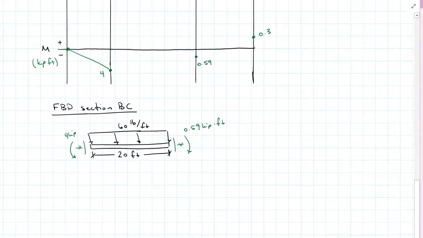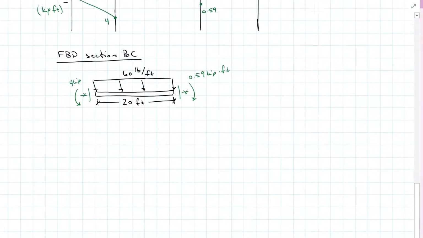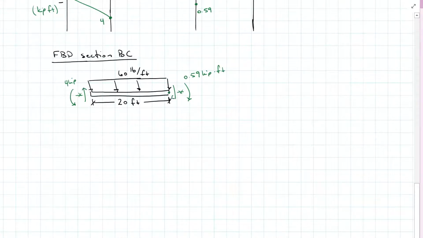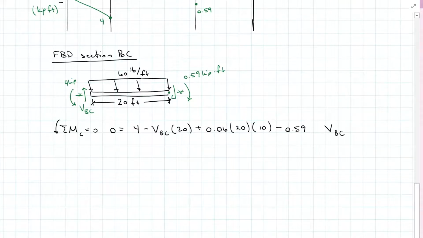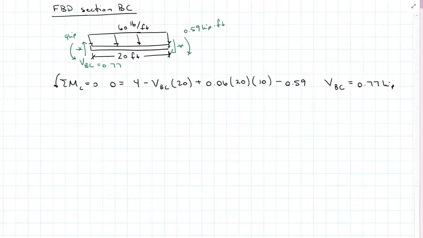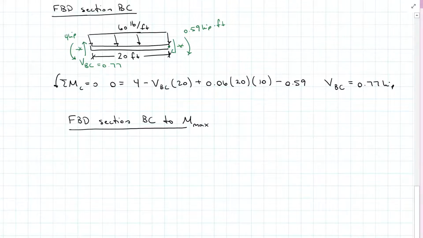Well, I need some shear values here so that I can find the distance to the maximum moment and the value of the maximum moment between B and C. So coming over here at C, I'm going to just call you VBC. I'm going to sum moments about C. We find that the internal shear just to the right of B is 0.77 kips. Now I'm going to take another section, but this time I'm going to try to solve for the maximum moment between B and C.